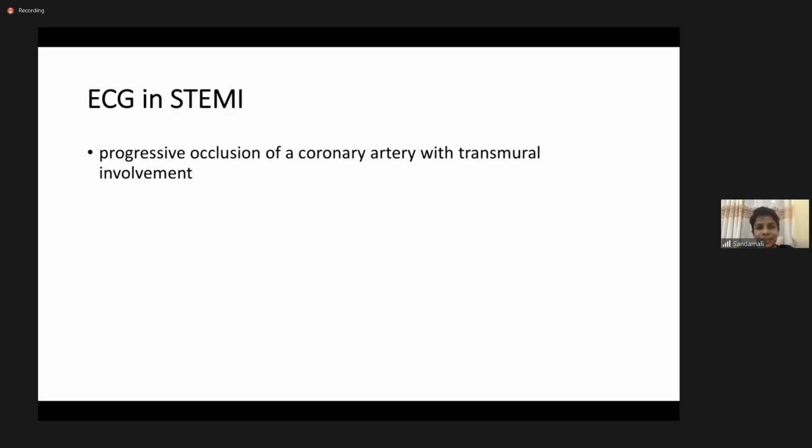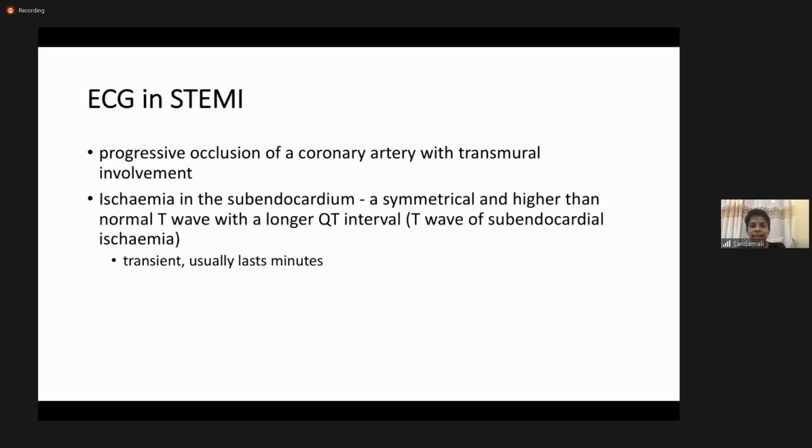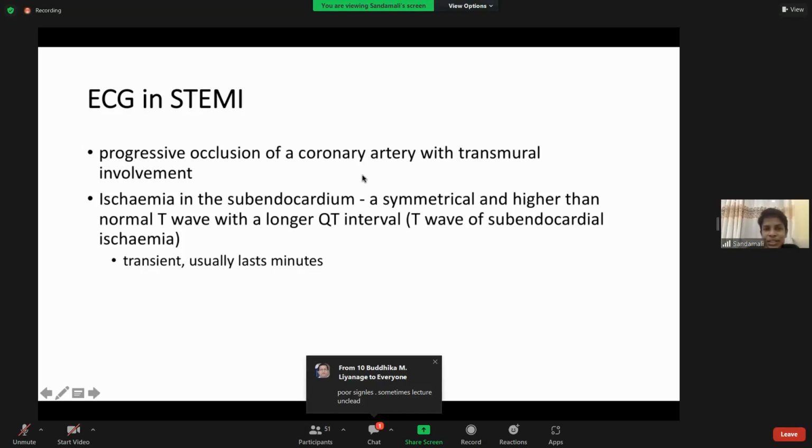ECGs in STEMI. STEMI, as I told you, is an occlusion of a coronary artery with transmural involvement. That means the full thickness of the myocardium is involved. So initially, you get subendocardial ischemia. During that phase, the ECG presents with a symmetrical and tall T wave with a prolonged QT. This can be transient and usually lasts a few minutes.